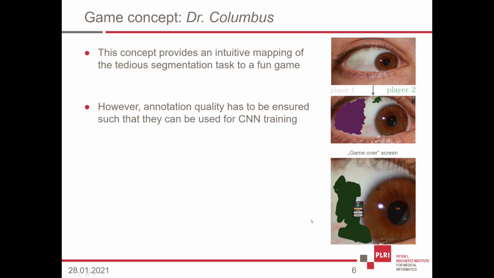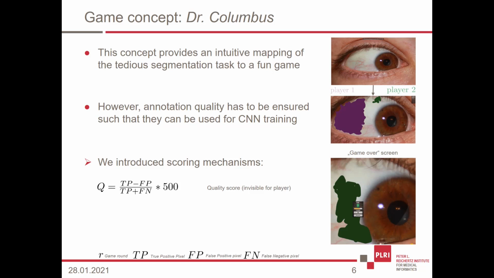However, quality has to be ensured such that the data can be used for CNN training. Therefore, we introduced scoring mechanisms. There is a quality score which is invisible to the player and measures how good his or her segmentation fits to the ground truth.